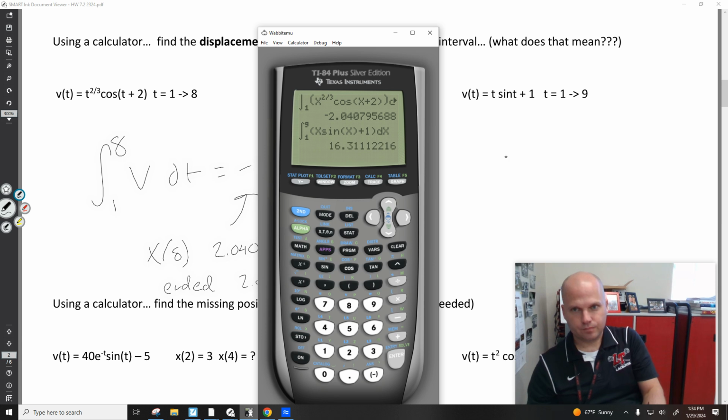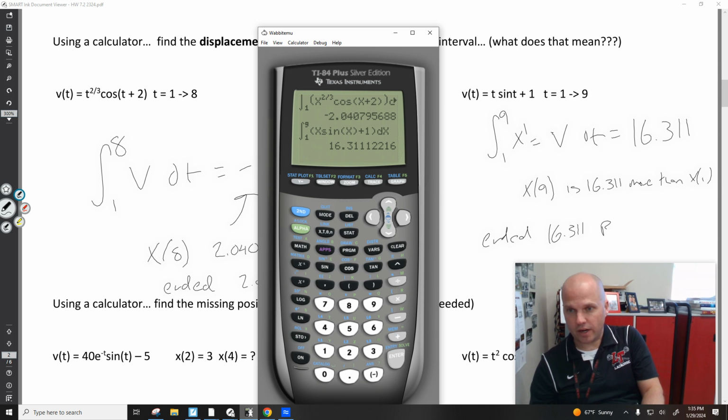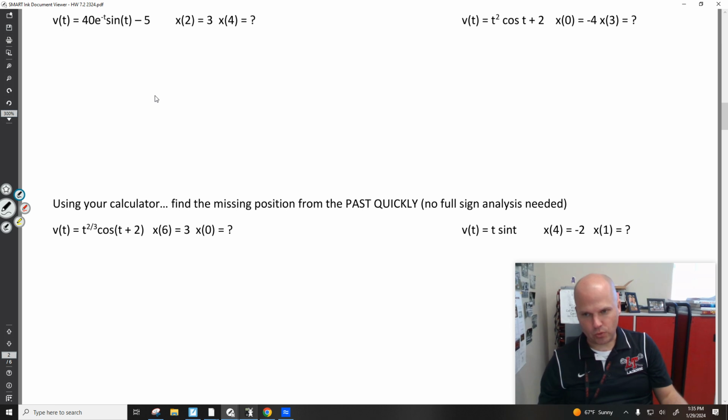If you wanted to graph, you could. Overall, I end up 16 to the right of where I started. X of 9, my position at time 9, is 16.311 more than X of 1, or I ended 16.311 to the right of where I started. I kind of showed you earlier.